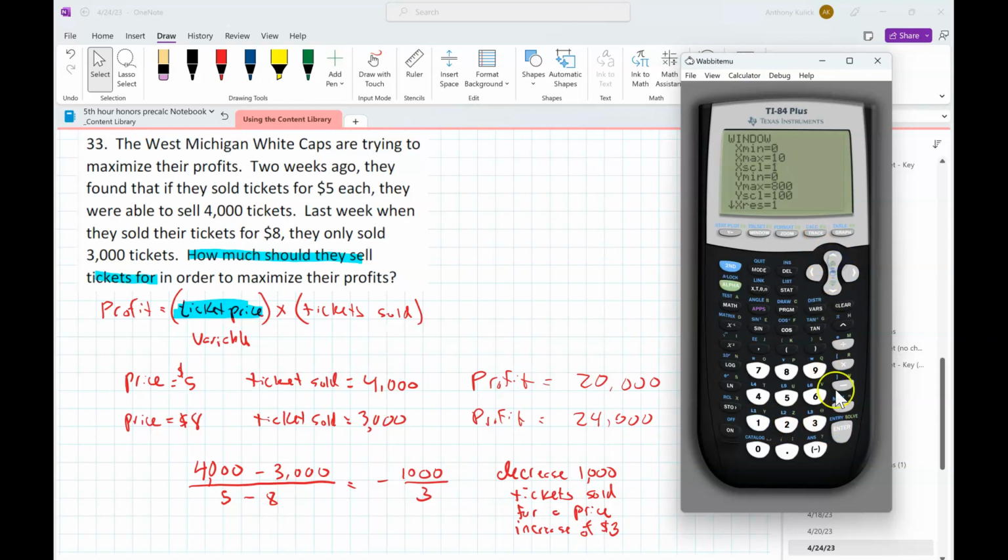Why -5? It'll come out to $0, like a $0 ticket, if x is -5. Does that feel okay, Elena?